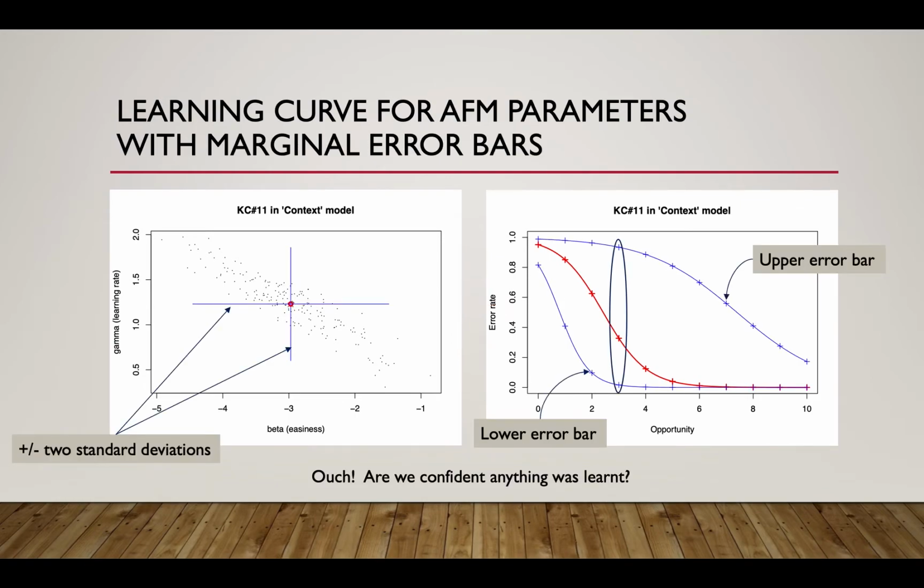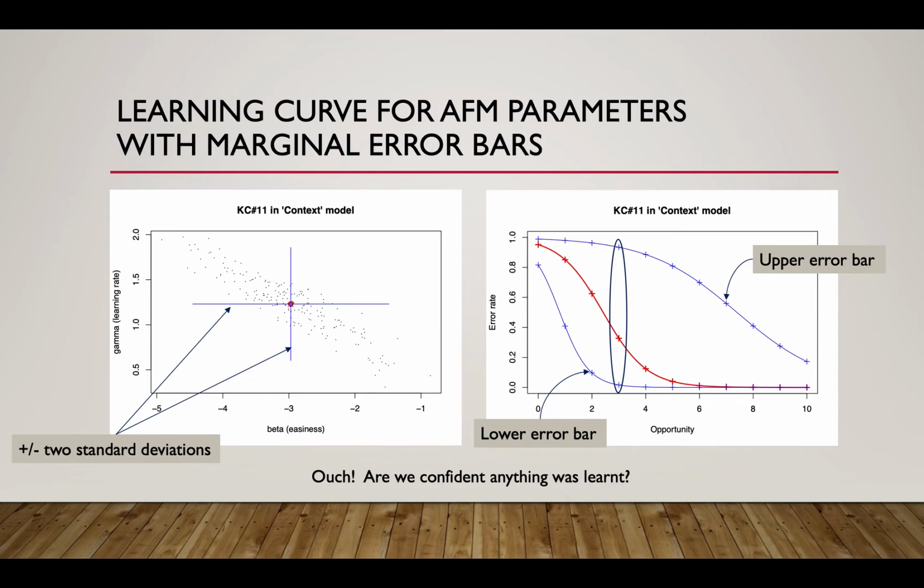One way to answer that is to look at the uncertainty on the actual parameters and derive, for example, the learning curves corresponding to the extremes of the confidence intervals. On the left, we still have the optimal AFM parameters as a red dot, but we added the confidence intervals on the easiness beta and learning rate gamma as blue lines. Taking the extreme values of the confidence intervals for both parameters allows us to derive an upper confidence learning curve and a lower confidence learning curve shown in blue on the right.